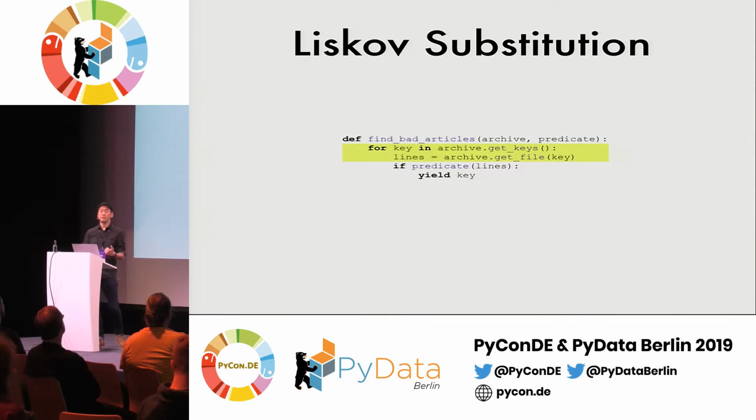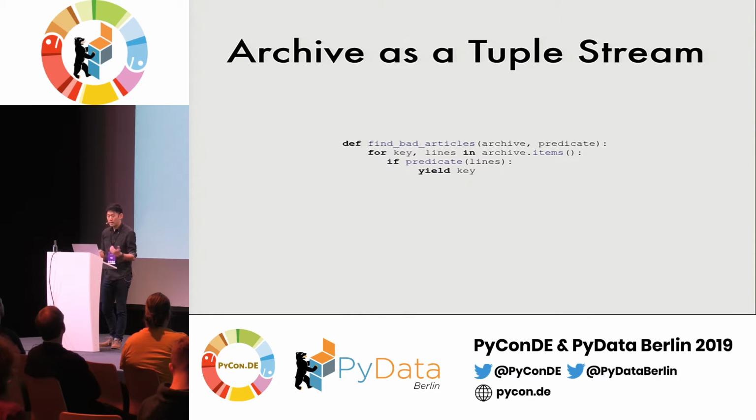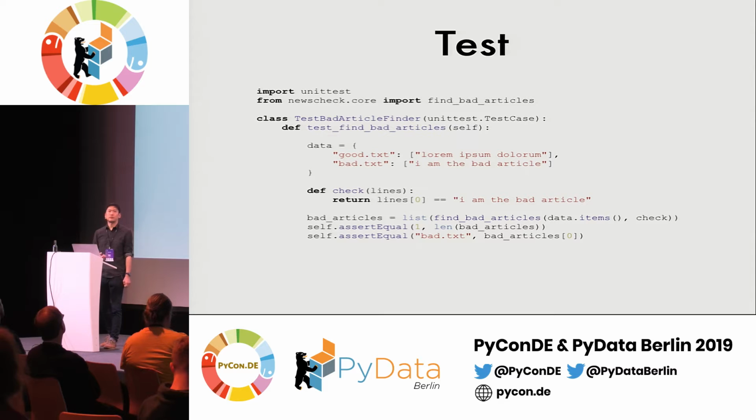So what I need to do is relocate this responsibility for doing get keys and get files separately down into the archive again. I just add this items method here, and it takes care of that dance that needs to happen between the client, Boto, and S3. Find bad articles then becomes this. The real role of the archive is just as a tuple stream, and this code becomes very straightforward to test. I can just pass in a data dictionary. Because everything is faked, I can use simplified check logic and fake data, do the test, and not have to worry about patching or mocking. There are no side effects.